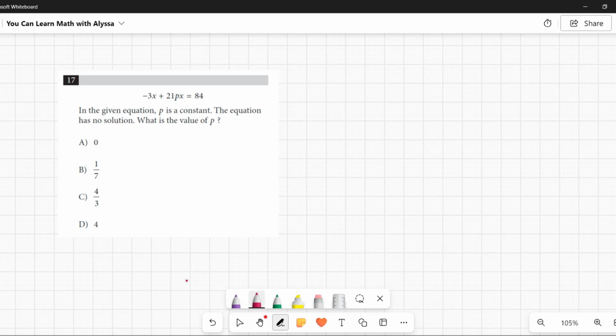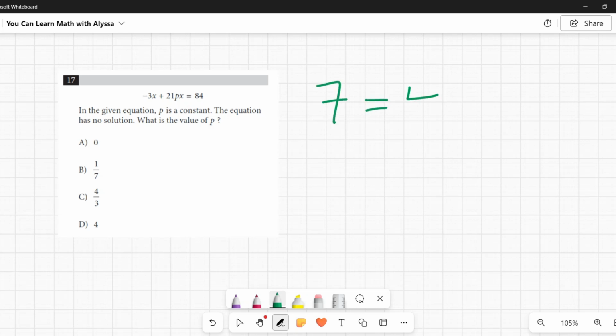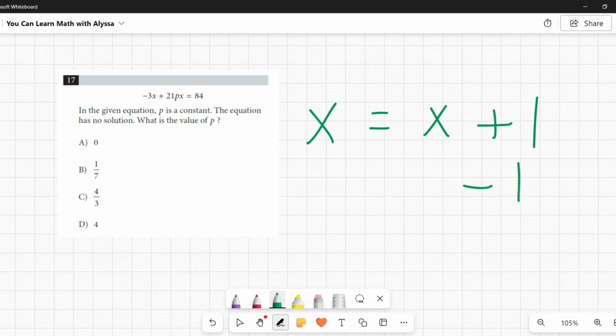Okay, when we say a linear equation has no solution, it means that I'm going to end up with two things equal to each other that are not possible. Well, what would fall in that category? What would be not possible? If I can get rid of all the variables and end up with something like 7 equals 4, that's not possible. That's not true. There's no solution. If I get something like x equals x plus 1, that's not possible. If it's x equals x minus 1, no, it's not possible.